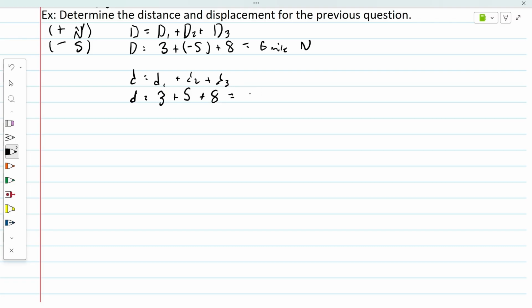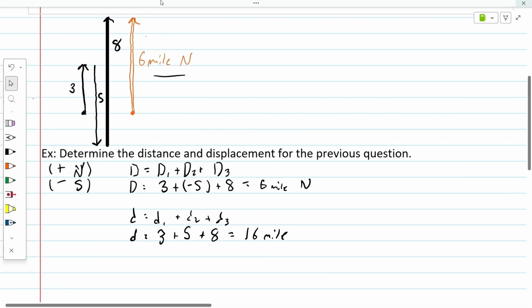So your final answer will be, if we add these up, 16 miles, and note there's no direction on this. So even though they traveled 6 miles north in the end, the full journey is 16 miles.